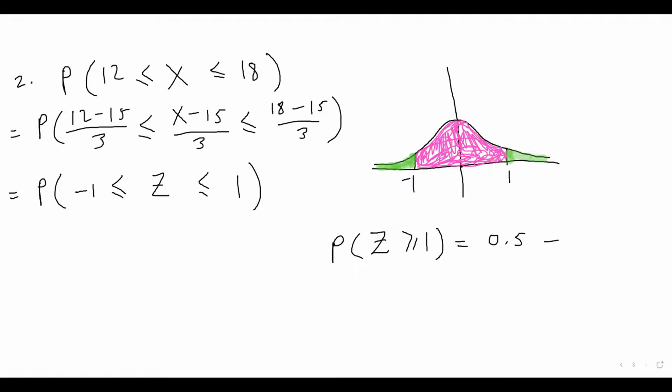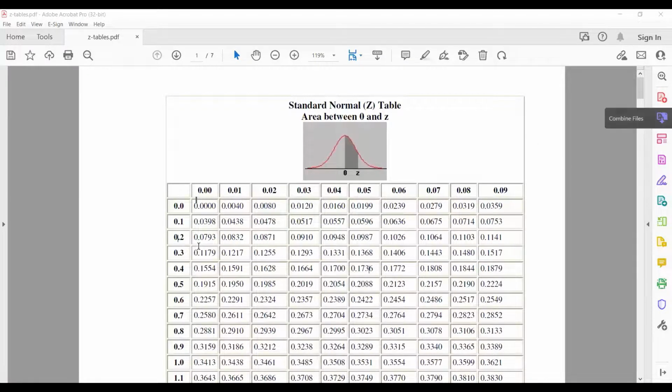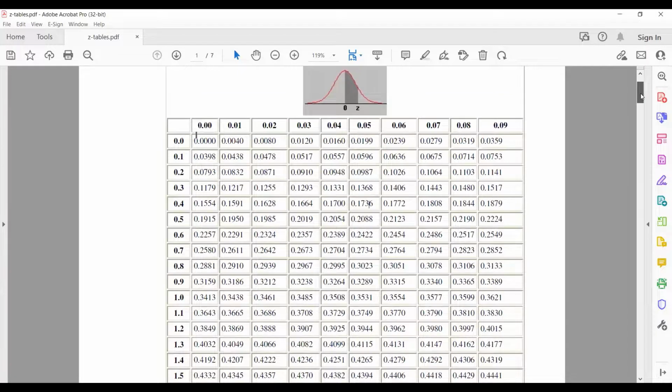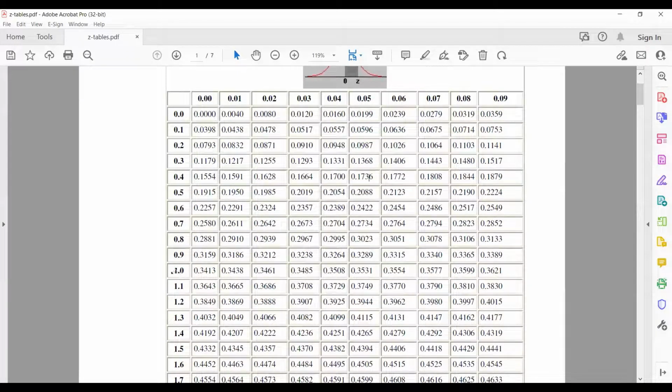Let's find the area between 0 and 1. Let me share the table again with you. So we go to the values on the far left of the table and we find 1. If you look here, you see that this is 1, written as 1.0. And the number that corresponds to 1.0 is the number over here. It's 0.3413.